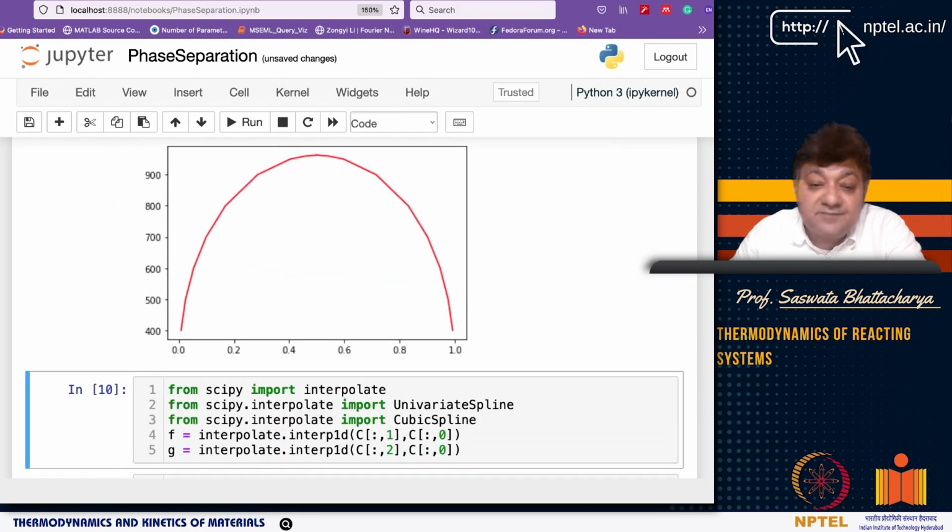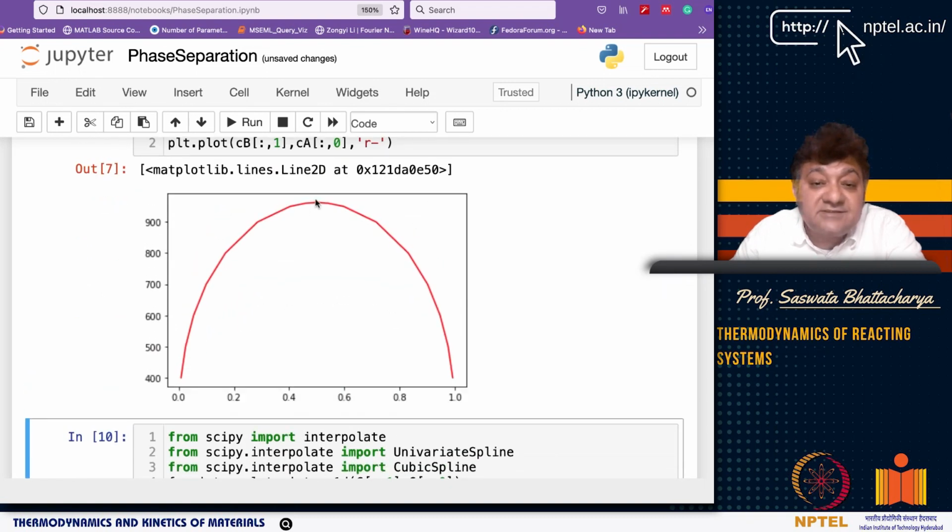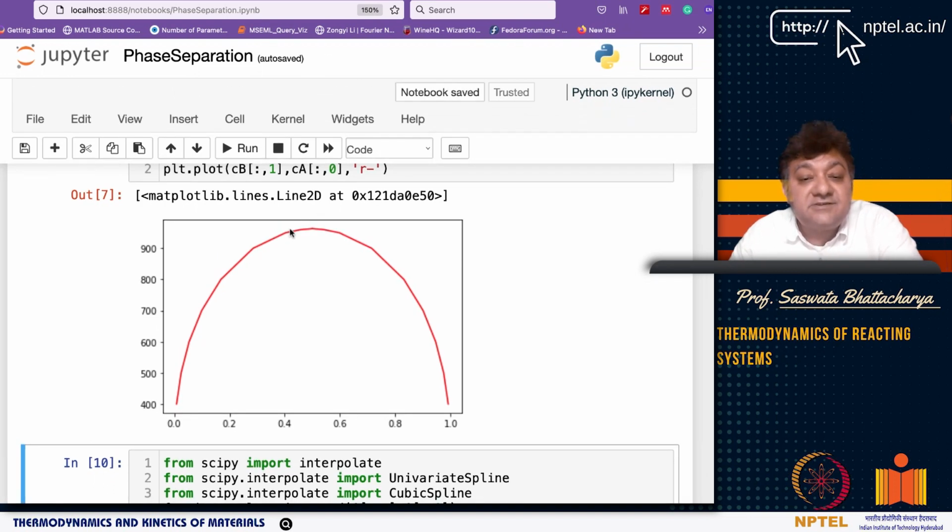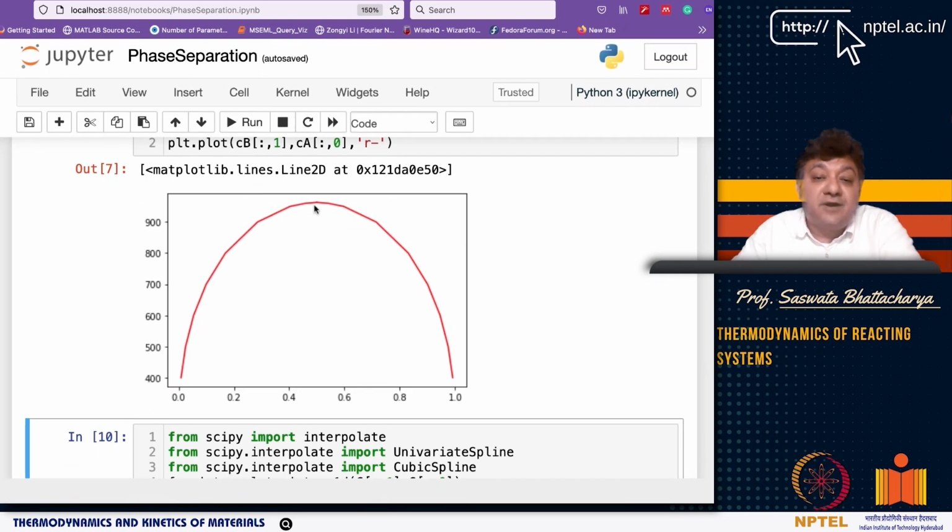If I plotted this one, what I got is a miscibility gap, if you can see. Around 962 K there is this critical temperature. You can apply omega by 2R and you will get the critical temperature. Inside you have two phase coexistence. This is your temperature in Kelvin and this is your composition from 0 to 1, and you have what is called a miscibility gap. This is the phase diagram.